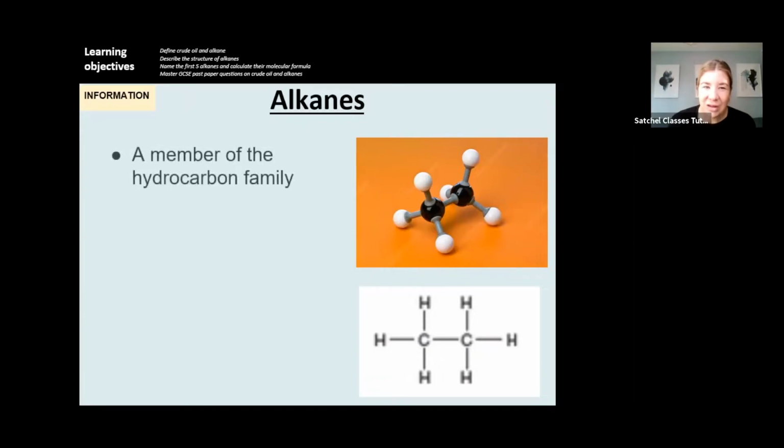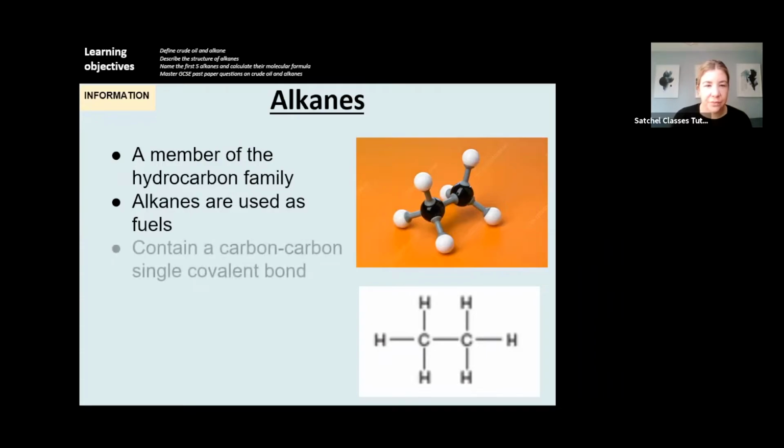Let's get back to alkanes. This was the alkane, so well done if you spotted that in the last question. It is a member of the hydrocarbon family, because hydrocarbons can either be alkanes or alkenes. Alkanes are used as fuels, like petrol, diesel, etc. They contain carbon-carbon single covalent bonds.